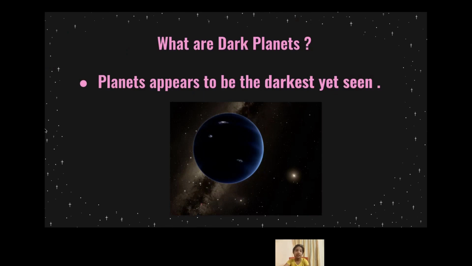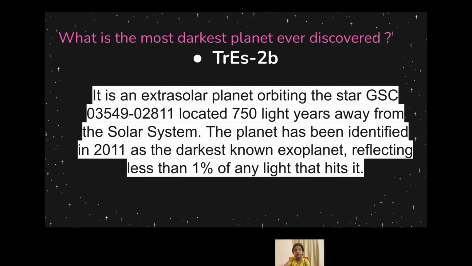So dark planets are planets which appear to be the darkest when seen. Next, the darkest planet ever discovered is TrES-2b. It is an extrasolar planet orbiting the star called GSC. It is located 750 light years away from the solar system.